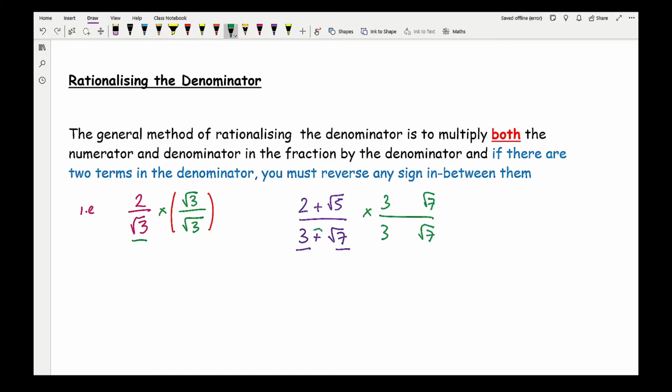But because there is a plus in between the two terms in the denominator, I'm just going to reverse it by using the opposite. So here if I had, let's say, 5 minus root 2, and here I had, let's say, root 3 plus 5, well, let's go for minus 5 because I had a plus before, and change that to a minus. Then what I would do is I'd multiply both the top and the bottom by root 3 plus 5 and root 3 plus 5, and then I would go on to work this through.